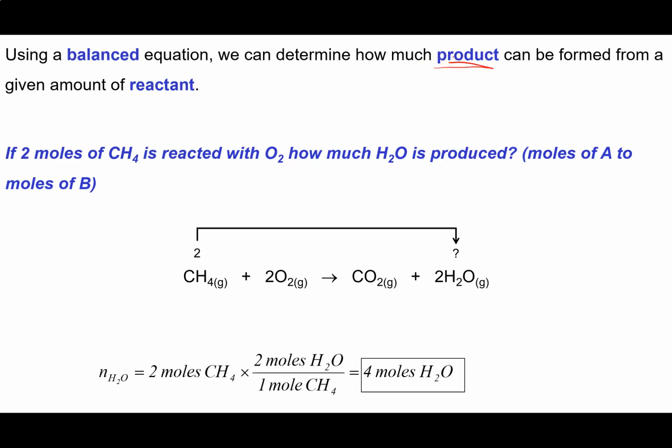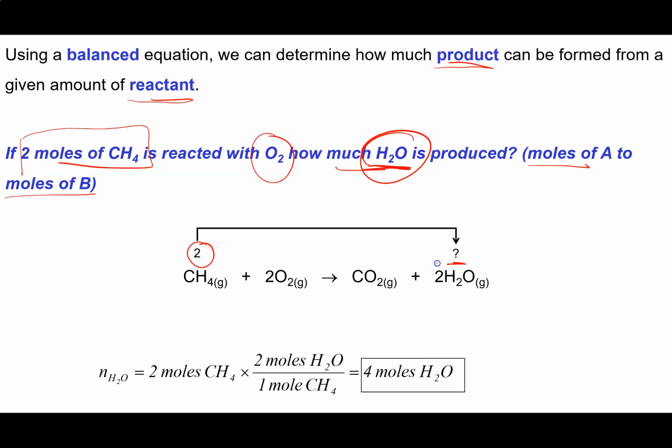One way we can use this is we can take a balanced equation and determine how much product can be formed from a given amount of reactant. So in this case, we can say, if 2 moles of methane is reacted with oxygen, how much H2O is produced? So this is an example of a moles of A to moles of B calculation. I've got 2 moles of methane and I want to know how many moles of water can be produced.